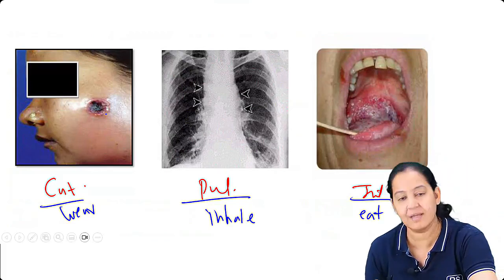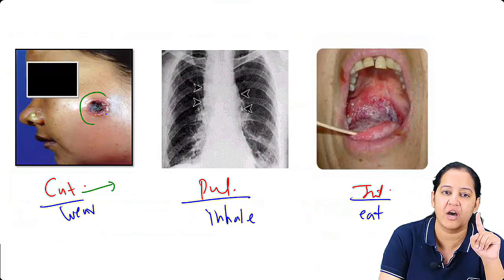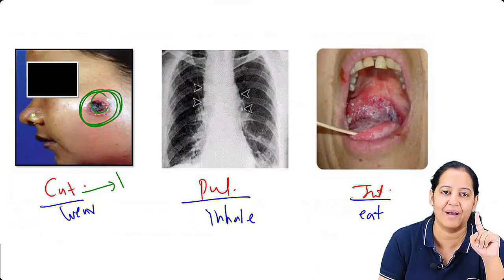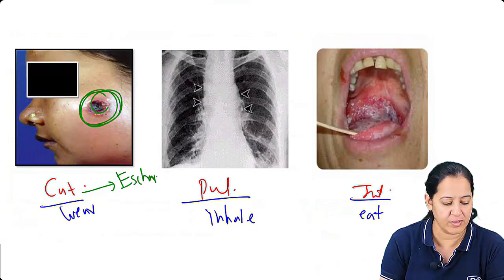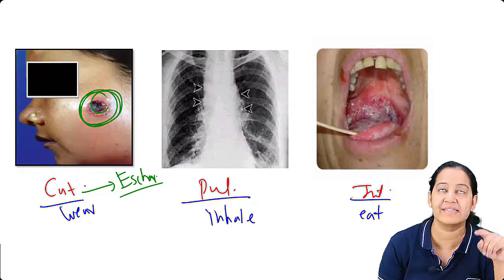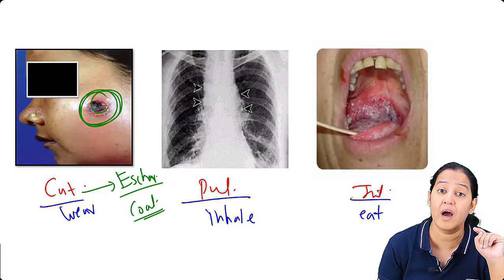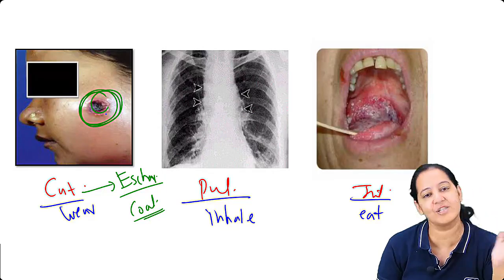ठीक है? So please learn the symptom. In cutaneous, an eschar, a black eschar is formed. Black color eschar is formed. It is known as eschar. Eschar का मतलब होता है, it's a Greek word. Eschar का मतलब है कोल. कोयला काला है. सुना है song? कोयला काला है. So it is black. Because it is black color, that's why it is known as eschar.